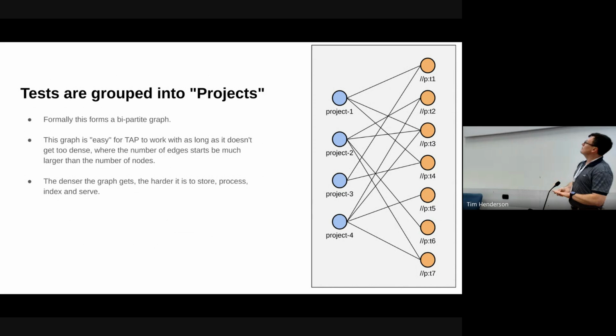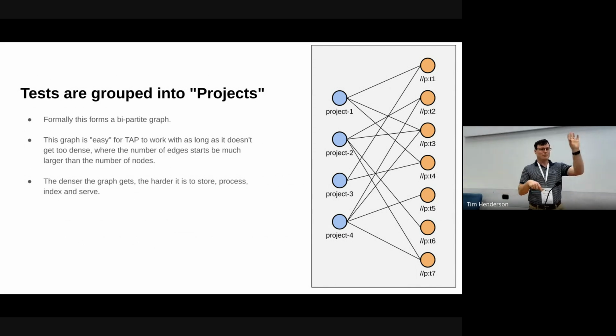So at a more formal level, I like to think of it like this. Tests are grouped into projects, and this forms a bipartite graph, which means you have a graph with 2 node colors and the colors never link directly together. So on the blue side, you have projects, and on the orange side, you have targets. And you can have a project that includes targets that are in another project, and you can have targets that are in multiple projects. So it can get a little bit dense at times.